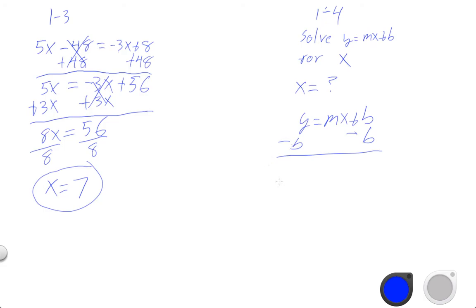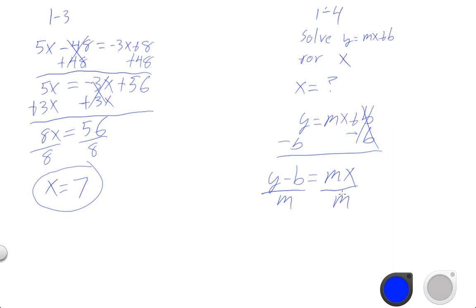Y minus b, well, we don't know. You can't put two different letters together, so we just write y minus b equals mx. Those canceled. This is m times x. If we want the x by itself, we are just going to divide out the m, and we need to do that from both sides.